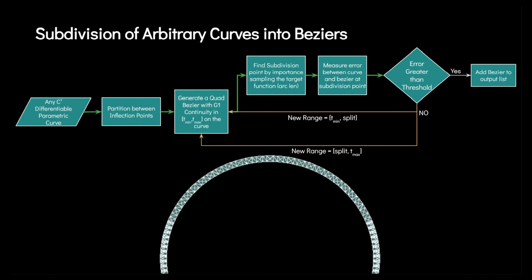This is our pipeline, which turns any C1 differentiable parametric curve into a bunch of BZAs until a certain accuracy is met. And this makes us future-proof against new types of curves. This is just a fancy graph for a simple process, which means subdivide until you don't need to anymore. The most important part is that we find the subdivision point by importance sampling the arc lengths, which really means with each subdivision we break the curve into 2 parts with equal arc lengths. We also thought about importance sampling other functions such as curvature, but those didn't work well.